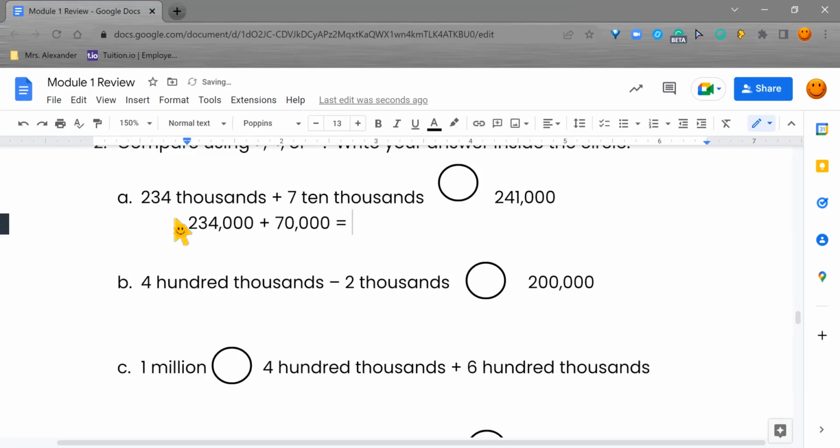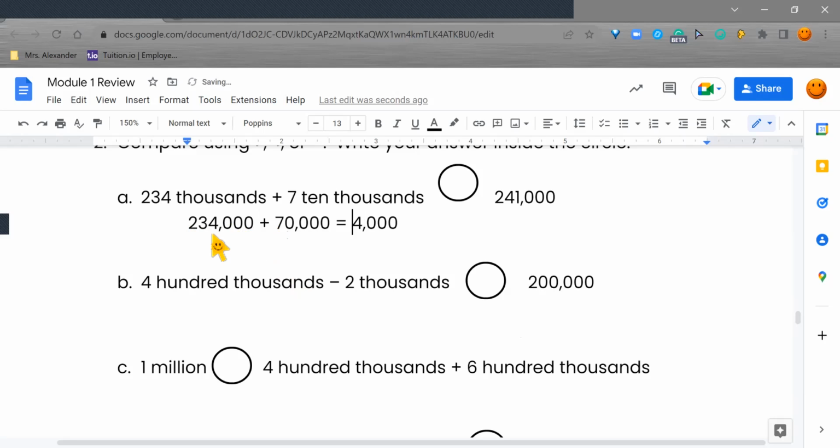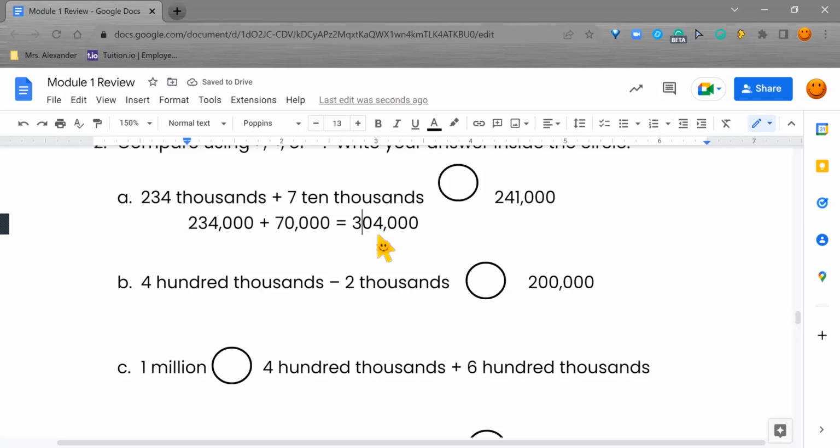And now I'm going to add them together. So I know I have the 3 zeros. I have the 4. I do 3 plus 7, which is 10. And okay, 3 zeros. And then the 4 plus 0 is 4. Now I do 3 plus 7, which is 10. I hold a 1 up. I do 2 plus the 1 I'm holding and get 3. So my answer is 304,000.